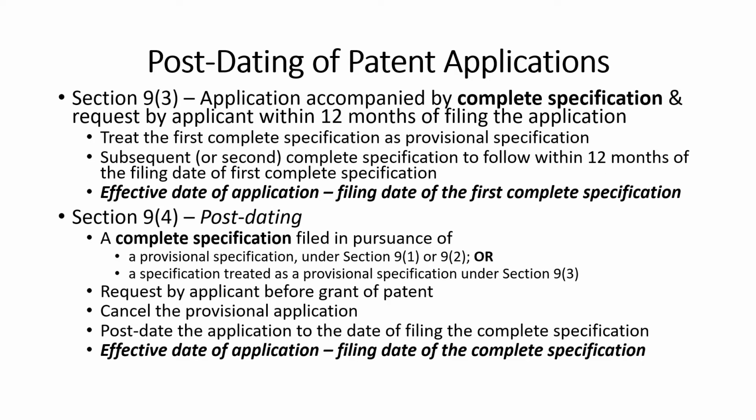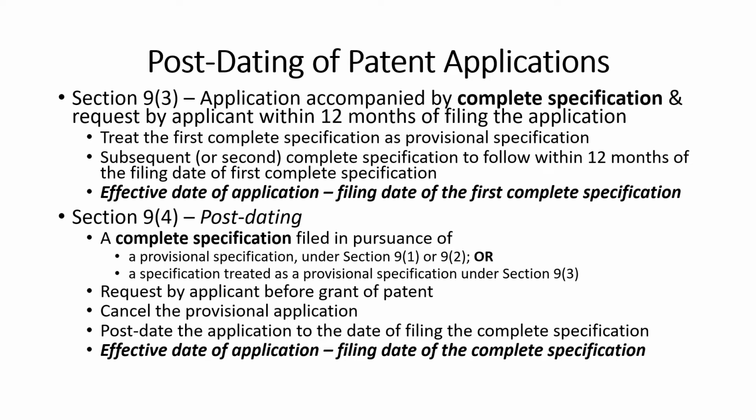Section 9.3 deals with a very peculiar situation wherein you have filed a complete specification already. Suppose you file it today and then you realize that probably the complete specification does not define the invention in the best possible manner, or maybe you require some more details to be filled into the complete specification. So what you can do, as an applicant, within the 12-month period from the date of filing of the complete specification, is request the controller to treat the first filed complete specification as a provisional specification.